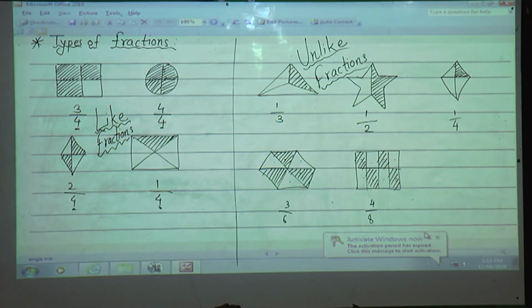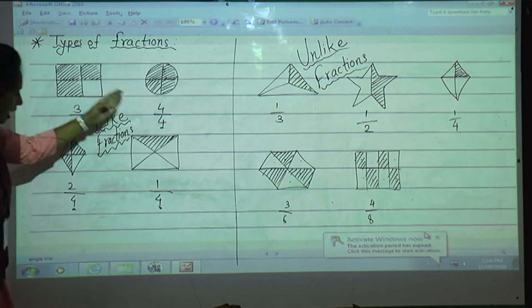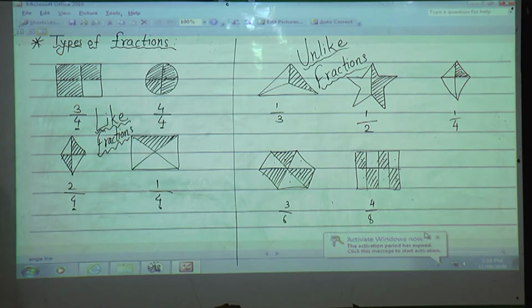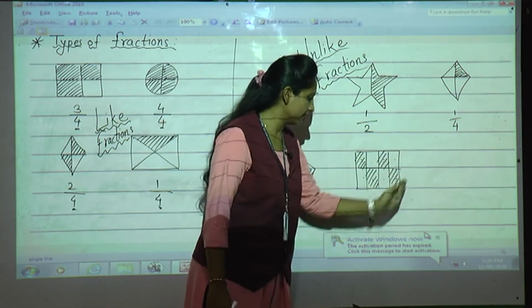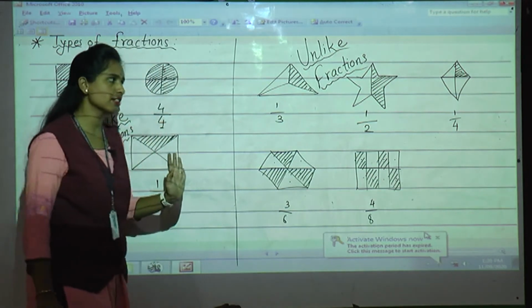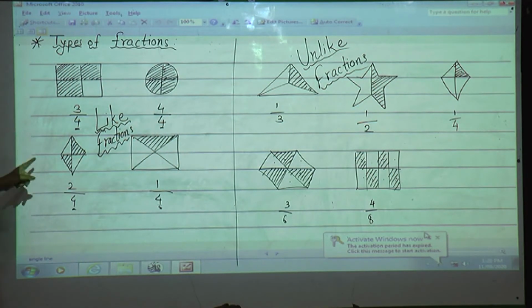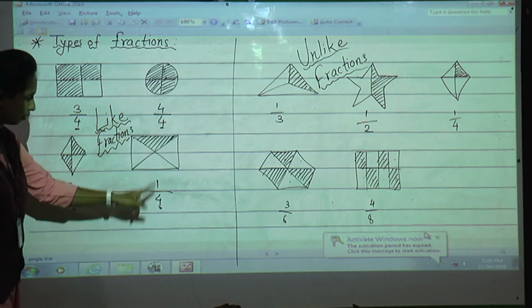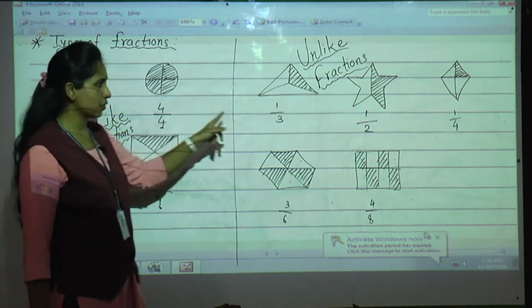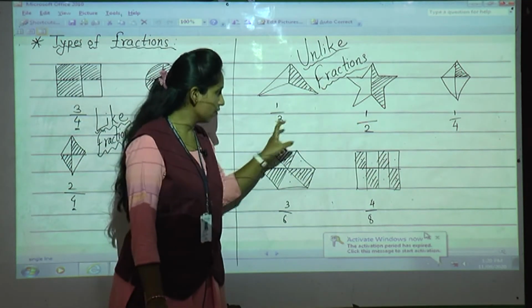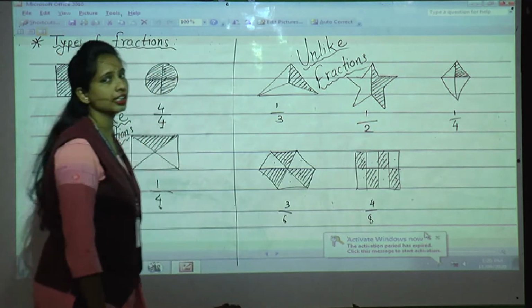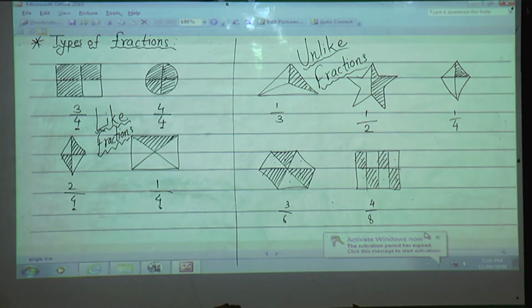Clear? I'll repeat again. Like fractions are fractions that have the same denominators. Okay? And unlike fractions are fractions with different denominators. You can see every denominator is different. I'll repeat again. Like fractions are fractions with the same denominator, and unlike fractions are fractions with different denominators. Clear till here? Understood? Very good. Now we'll move to the next.